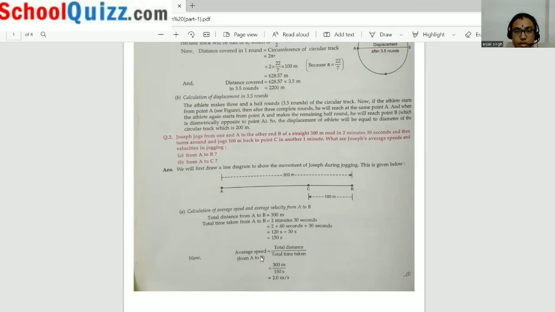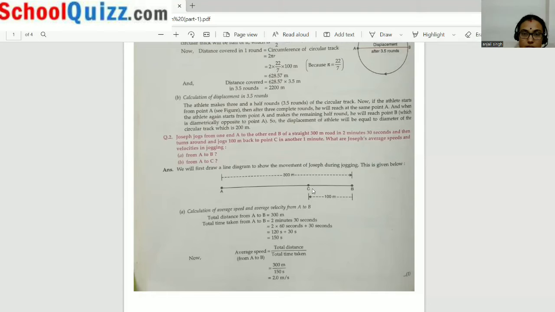Okay, so the second question. Joseph is jogging from point A to point B, as you can see, along a straight line of 300 meters. So the whole distance is 300 meters and the time is 2 minutes 30 seconds. And then he turns around and jogs back 100 meters to reach point C.